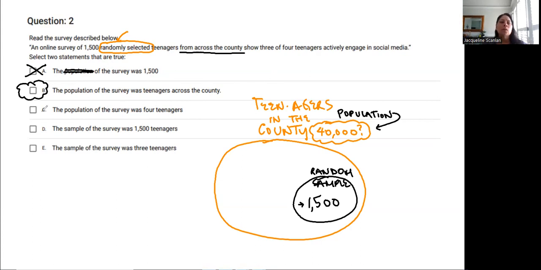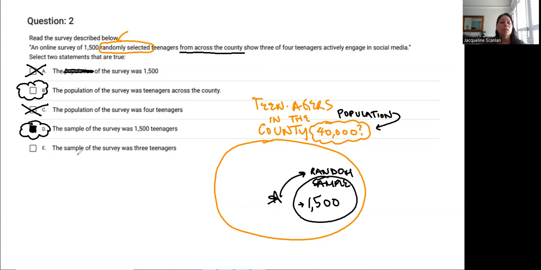I'm going to keep B in the back of my head. Answer choice C. The population of the survey was 4 teenagers. Well, that wouldn't make any sense. If the entire population was 4 people, then the random sample would not be 1,500. That can't be right. Answer choice D says the sample of the survey was 1,500 teenagers. That's exactly what I've written right here. So I know for a fact that answer choice D is correct.